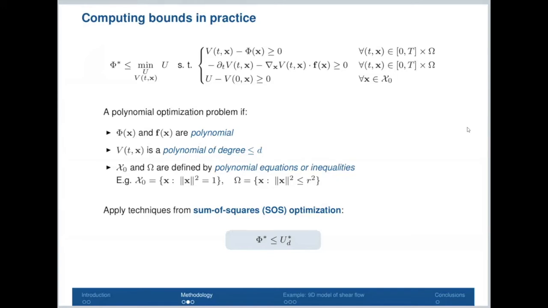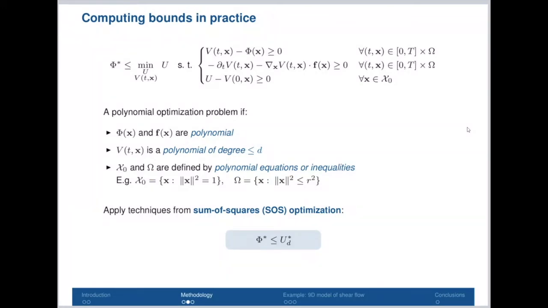The second assumption that I want to make is that this auxiliary function V is also a polynomial, and I'm going to choose it to have degree d, where d is an integer that I can choose, or less. And then finally, my sets, the initial set curly X naught, and the region of state space omega must be defined by polynomial equations or polynomial inequalities.